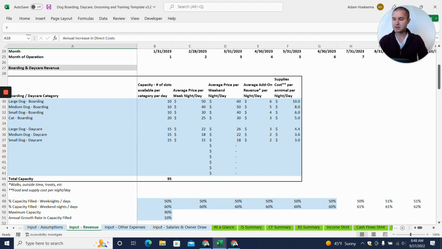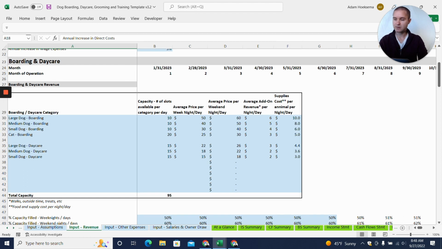All right, so here's where we can enter our boarding and our daycare revenue assumptions. I've got this broken down by different categories of animal, and then whether it's overnight boarding or daycare. So we've got large dog, medium dog, small dog, cat boarding. And here we're saying how many slots are available. Almost think of this as a hotel, right? How many rooms do we have available?